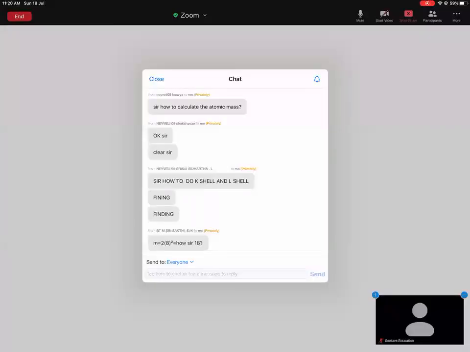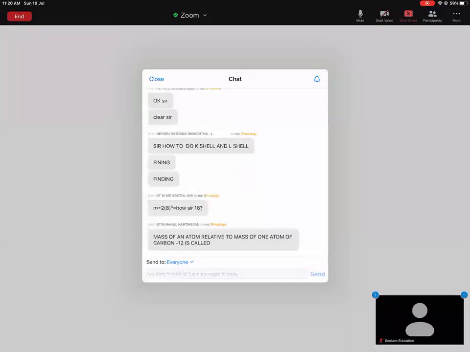What is 8 square? M, N square. N is the principal quantum number, not the number of electrons. So N is 2 into 3 square. The mass of an atom relative to the mass of one atom of carbon 12 is called mass number.